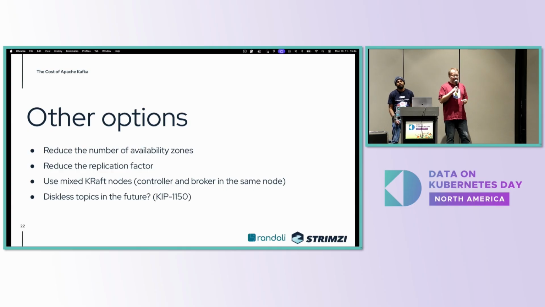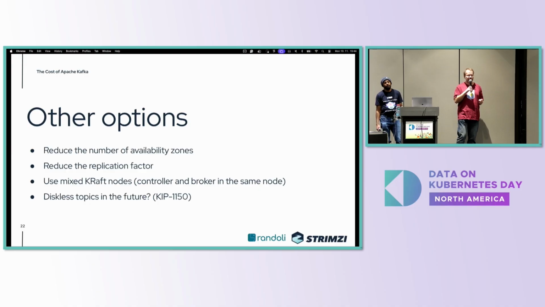Another thing is that if you are running a small Kafka cluster, then with KRaft, you can use these combined nodes where you have the broker and the controller in the same node and they share the resources. And that can actually save you some resources as well.